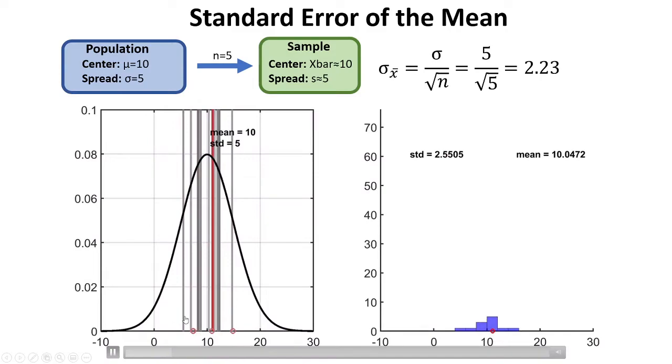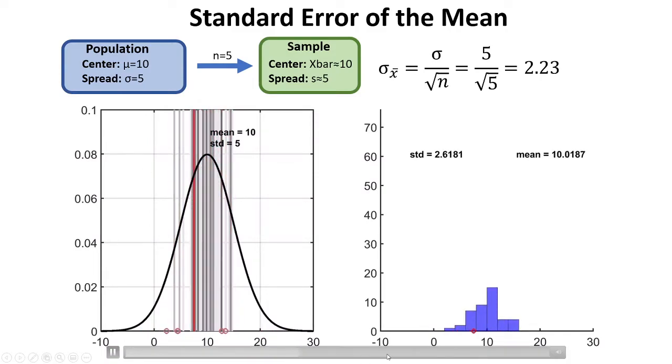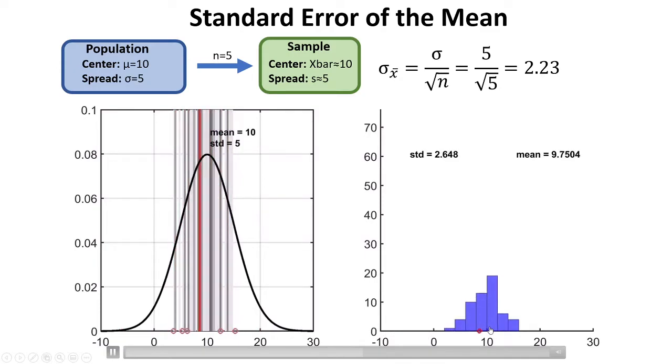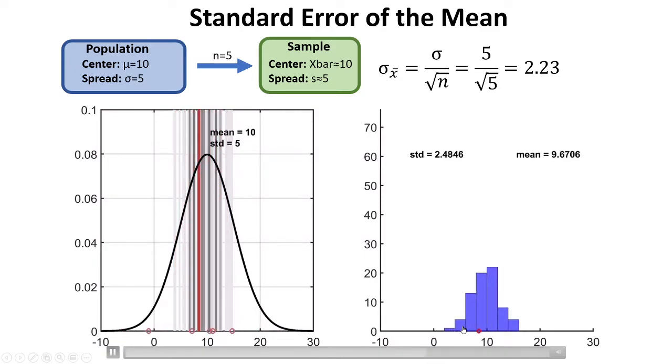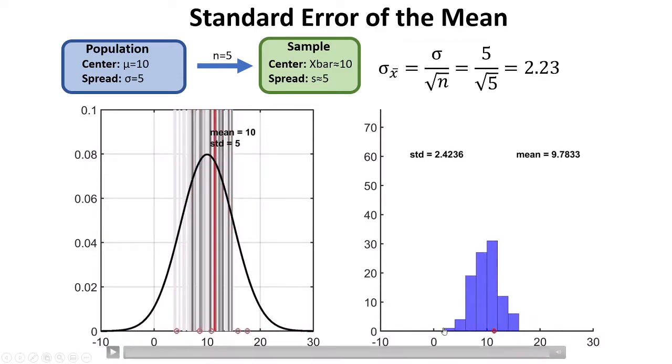And so if we do this over and over again, taking 5 samples and recording the means, and now over here on the right, I'm recording where the means fall and generating a histogram of where those means fell.